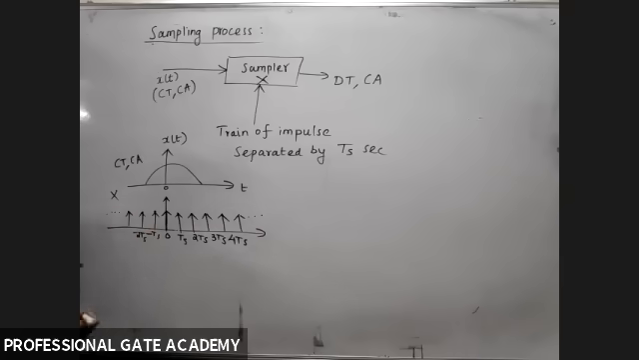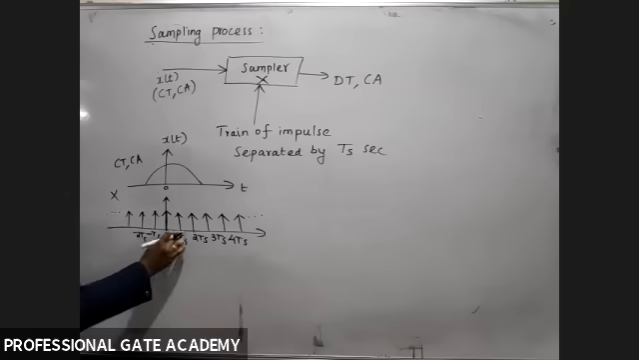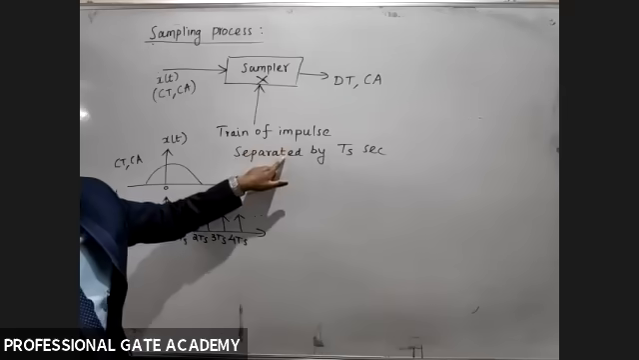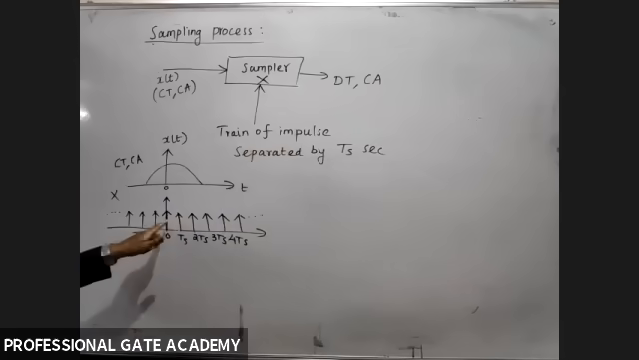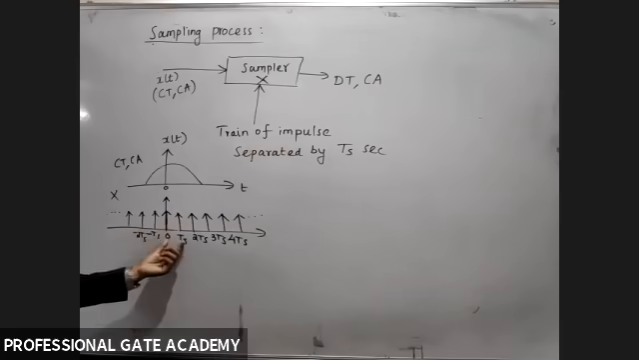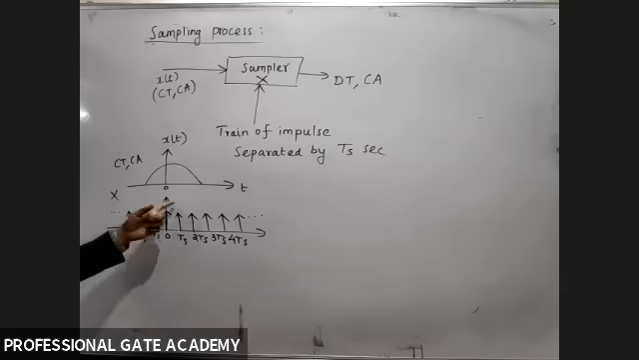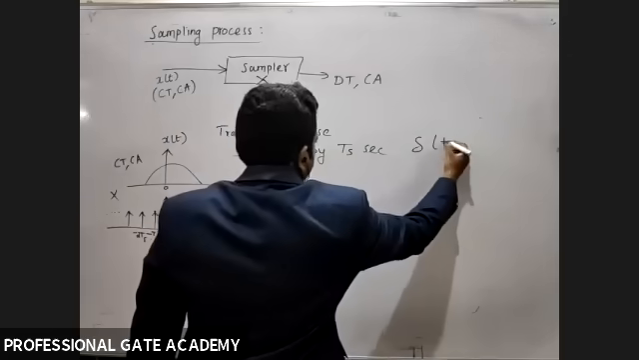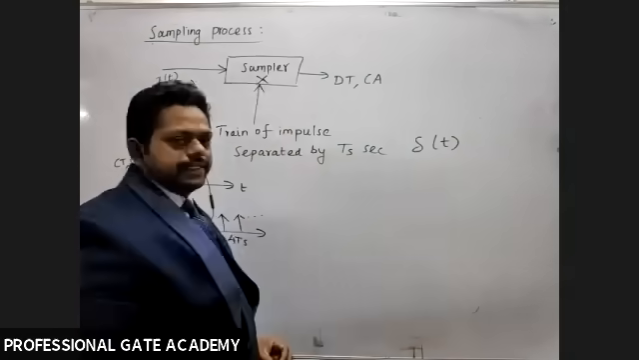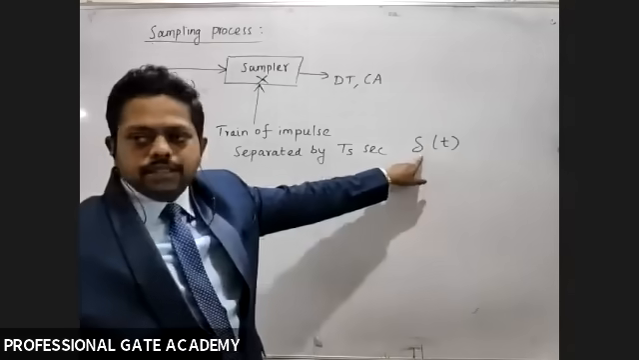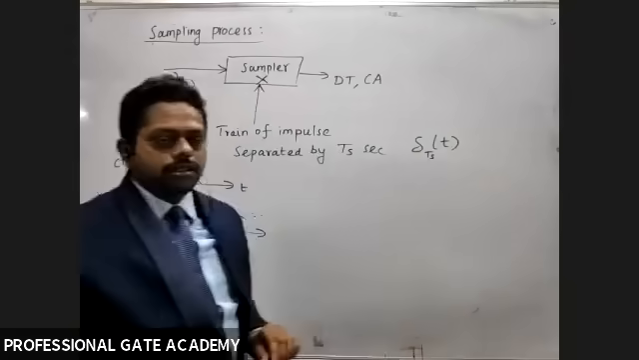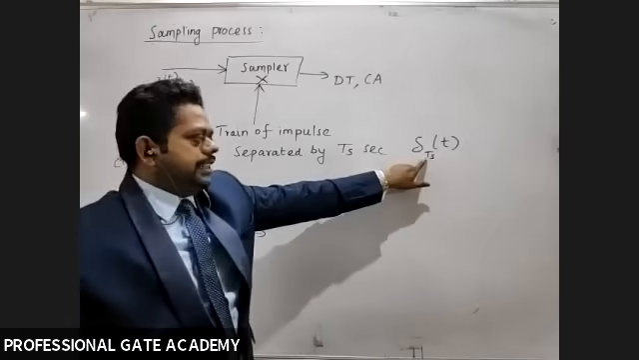Yes, this is called a train of impulses. See, a train of impulses separated by Ts seconds. So between these symbols and these symbols, what is the time separation? Ts seconds. So this is called a train of impulses. Actually, if you give del of t, this is called an impulse. With the suffix Ts, that is called a train of impulses separated by Ts seconds.